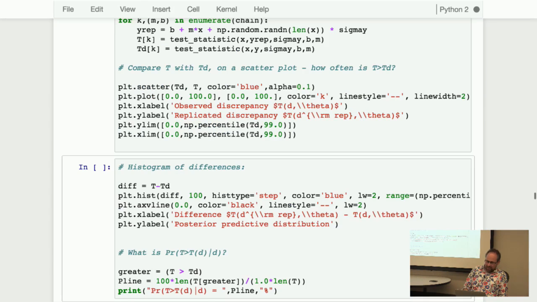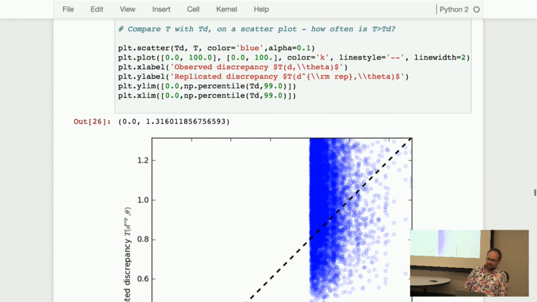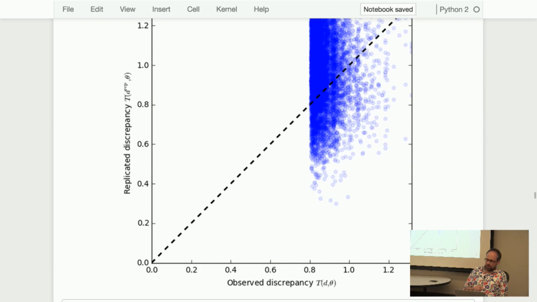Okay, so we'll go ahead and calculate this. And here is a scatter plot. On the x-axis is the observed discrepancy. That is the reduced chi-squared for our one data set that we observe, and the samples are again posterior samples, so drawn from all plausible models, where we compute the reduced chi-squared for each plausible parameter value.